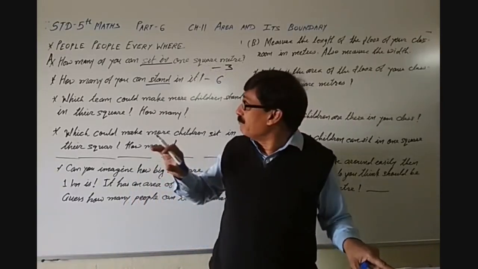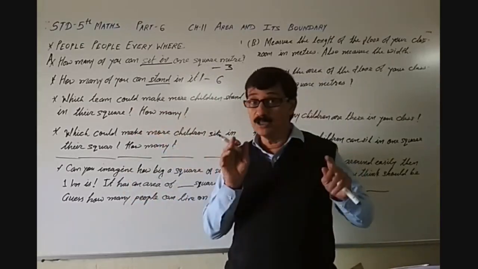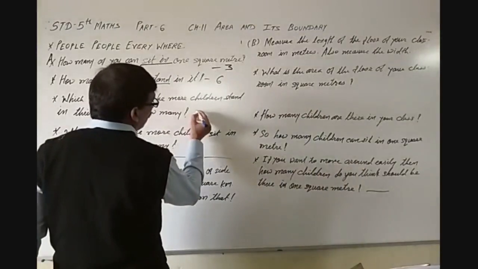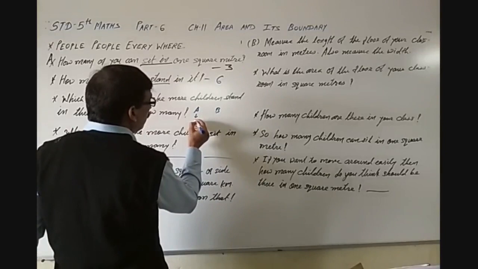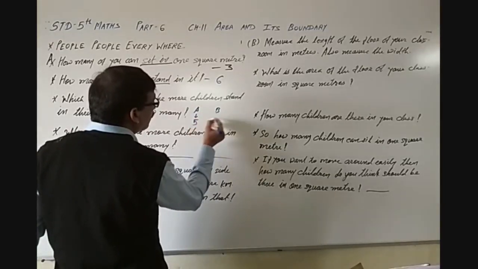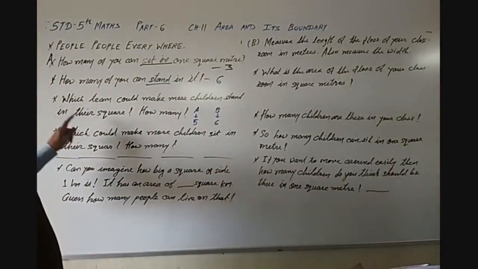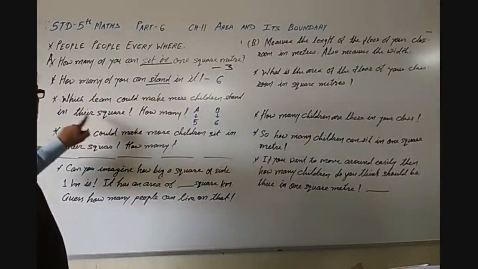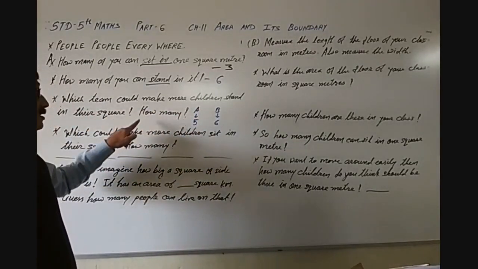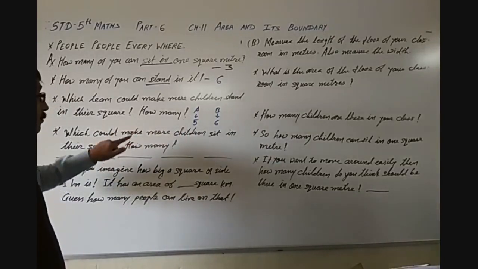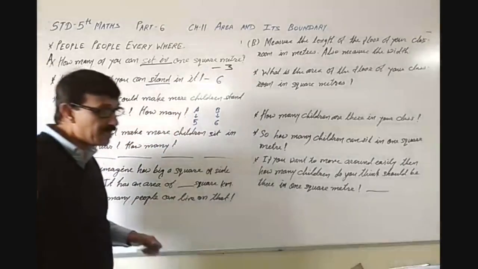Okay. So suppose, which team could make more children stand? Suppose A could make 5 children stand, and B could make 6 children. Then we can say, which team could make more children stand in their square? Team B could make more children stand in their square. Those are 6 children, and 1 child more compared to team A. Okay.